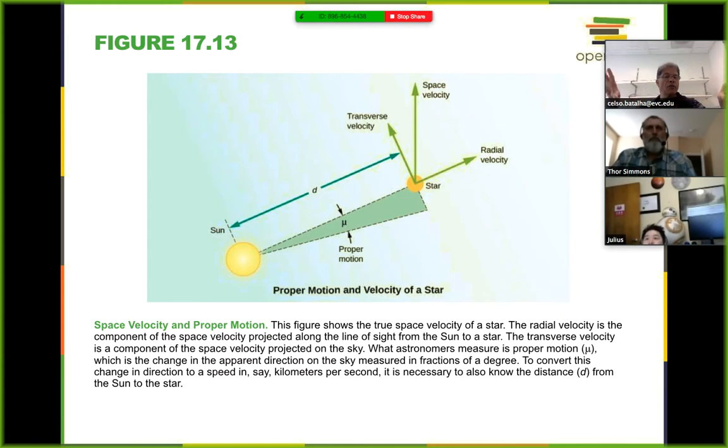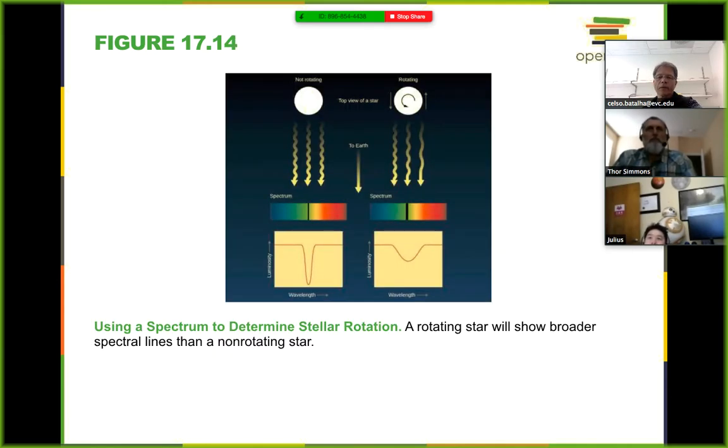When you combine the two, you have the spatial velocity of that star, basically. So when you combine these two vectors, that is the so-called proper motion. So Barnard's star is the star that has the largest proper motion you can get.